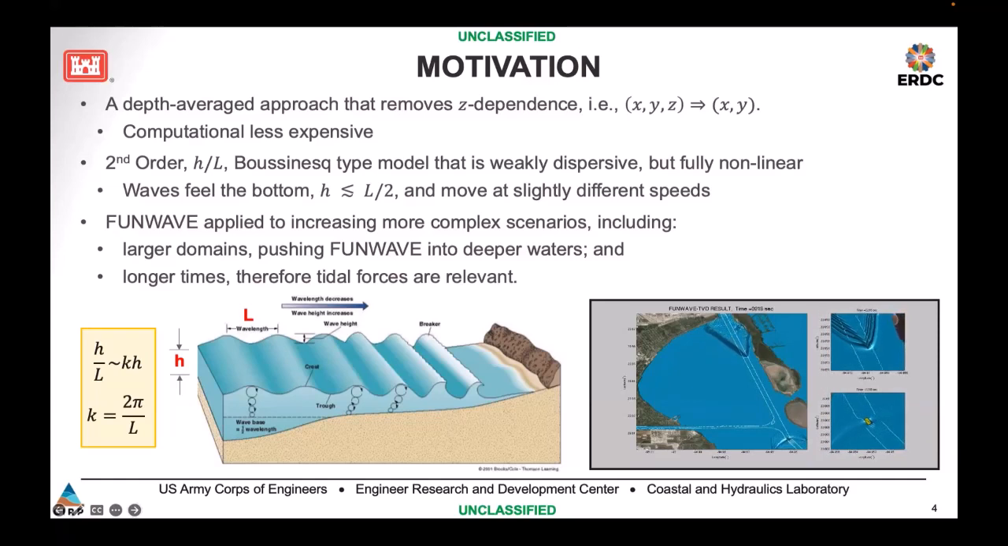The increased popularity of these Boussinesq type models means Funwave has been applied to more complex simulated scenarios. So in one direction, we've been applying Funwave to larger and larger domains, and pushing it into deeper waters. So an example here, we have a simulation of two vessels passing by each other.